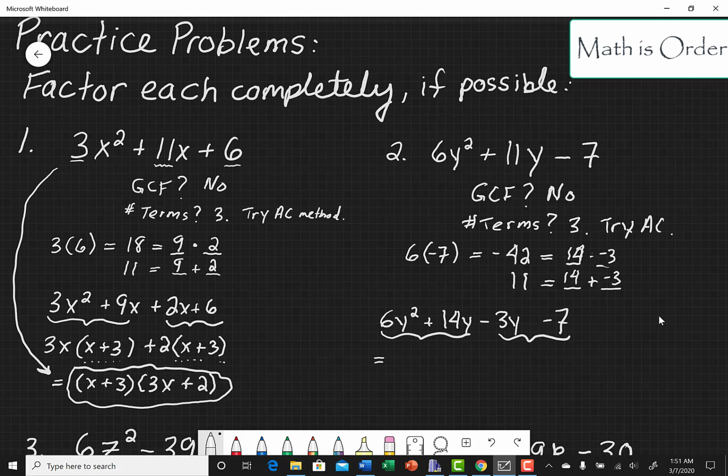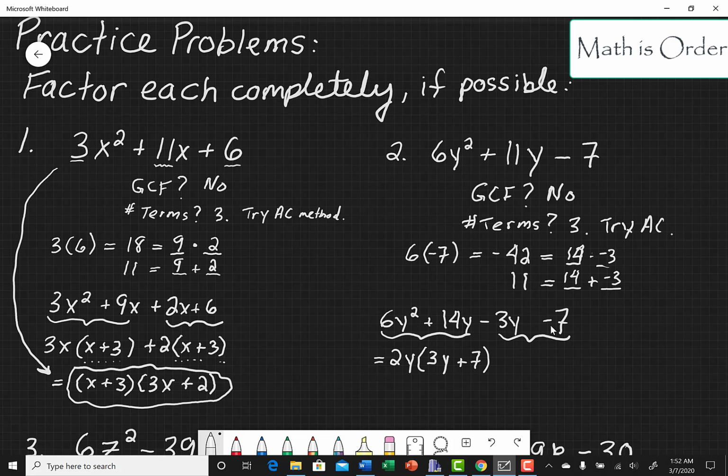When I factor from these two, I'm asking, is there anything common in both of those terms? And there is, and that is 2 and y. And when I take 2y out, how can I multiply to get back to 6y squared? I'm going to need to have a 3 and a y. Right? Now, how can I multiply to get 14y? I'm going to need a 7. Right? So that completes the first two terms.